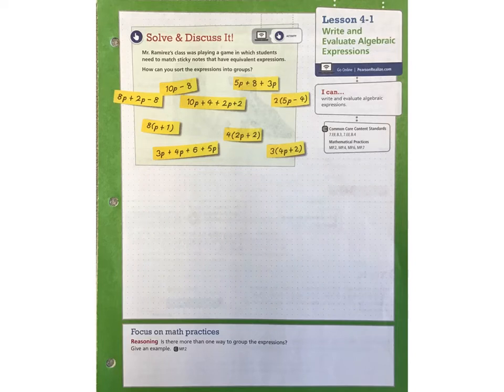Lesson 4.1, Write and Evaluate Algebraic Expressions. In this lesson, we will focus our attention on writing and evaluating algebraic expressions. Take a look first at the Solve and Discuss It.